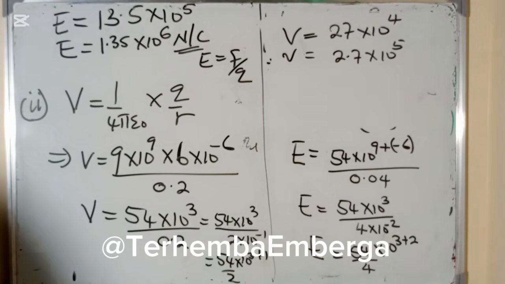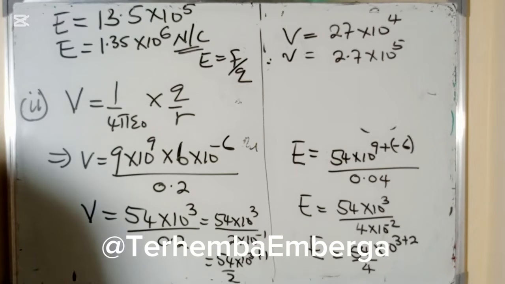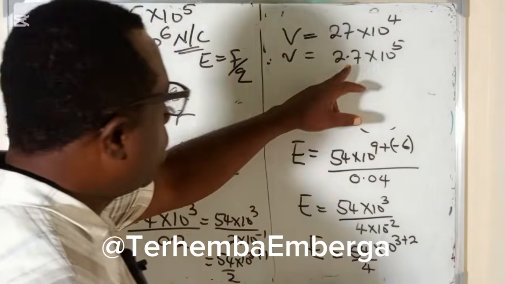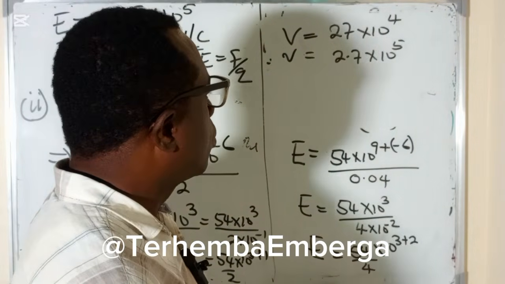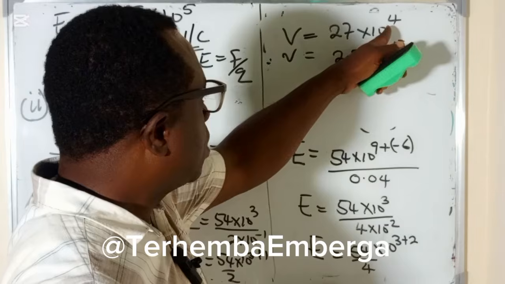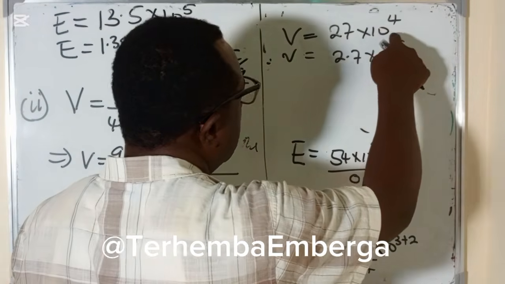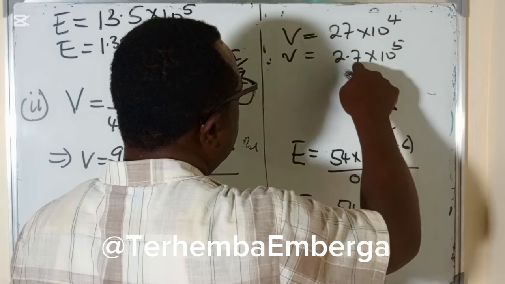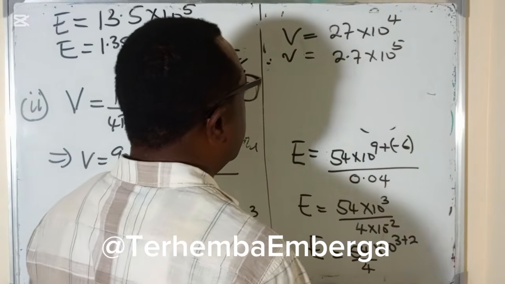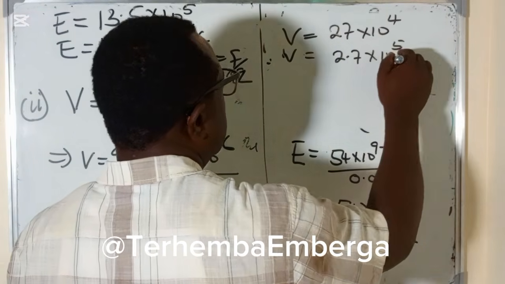So what would be the unit? I hope this is not confusing and it will not confuse you. 27 times 10 raised to power 4 is the same as 2.7 times 10 raised to power 5. And the potential is in volts.